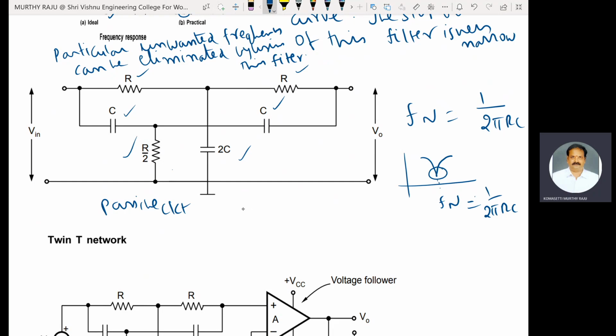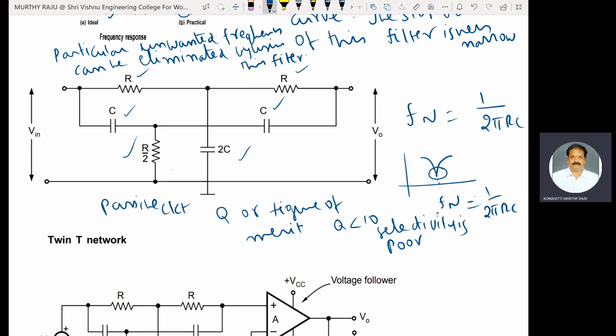Some disadvantages are there. The value of Q, the figure of merit, for this passive network is very low, less than 10. Selectivity is also poor. Therefore, the unwanted frequency Fn is not rejected well by this passive twin-T network. Hence, an active notch filter which uses the twin-T network is preferred in practice.